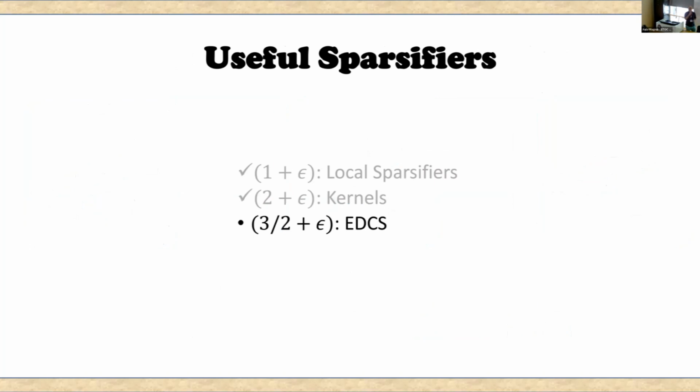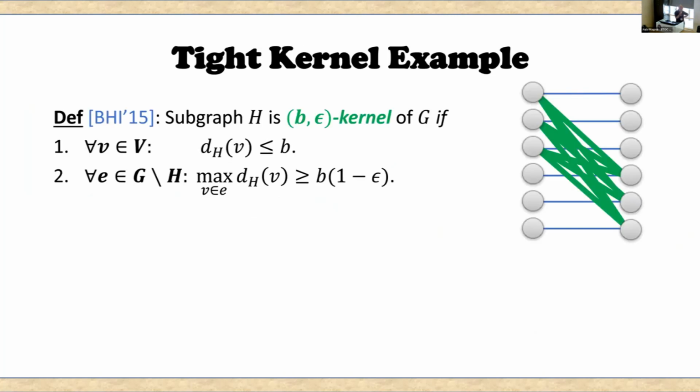So now let's switch gears and talk about the intermediate approximation regime, the 3/2 approximation. Okay, a quick recap of what kernels were and what the tight example was, and this will motivate this edge degree constraint subgraph, which I think at first look maybe feels a little unintuitive. Again, we wanted a graph of max degree B, and for every edge that we decide to not include in the subgraph, one of its endpoints should have degree roughly B. So here's our tight example.